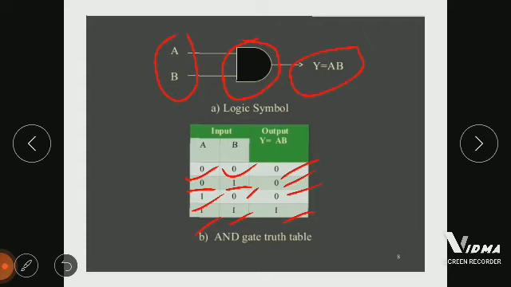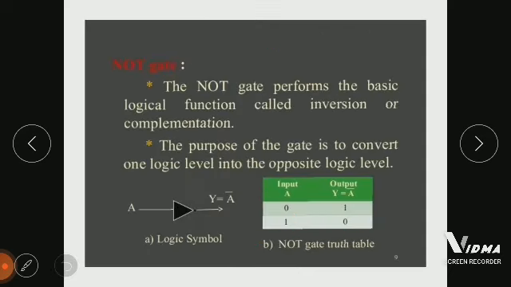Next we will move on to the NOT gate. The NOT gate performs the basic logic function called inversion or complementation. The purpose of this gate is to convert one logic level into the opposite logic level. So we have the symbol like that. We have input A, and the symbol for that is an inclined triangle shape. But here a bubble is given like that. This is a bubble. A bubble is given here that represents the complementation of your input signal.